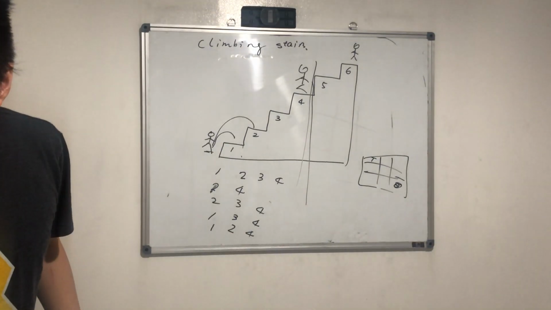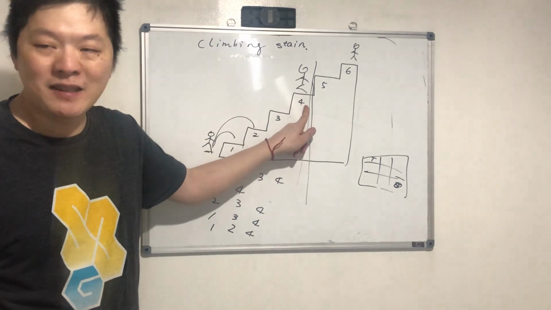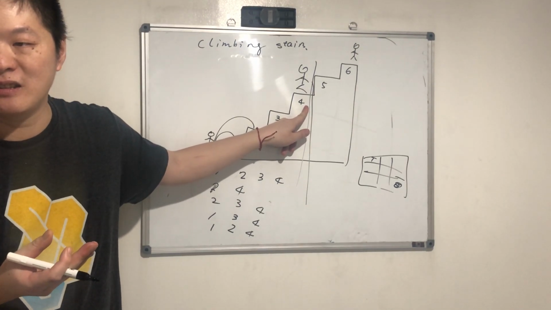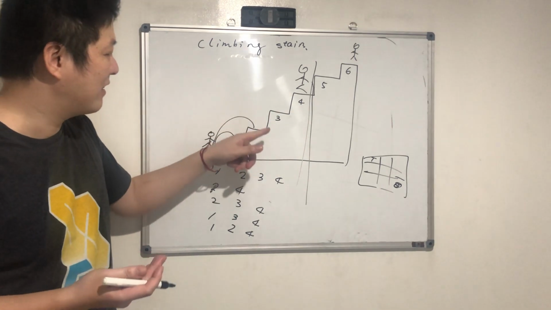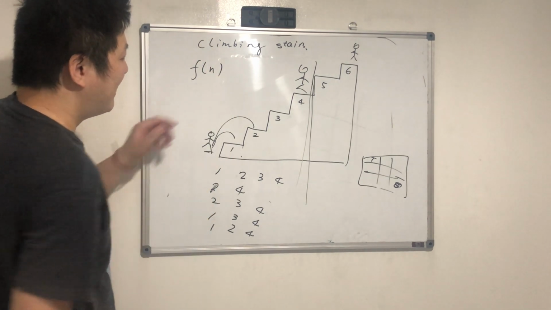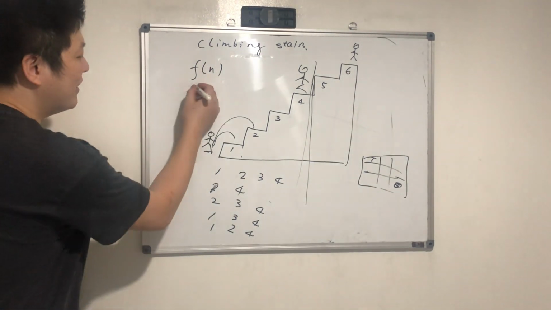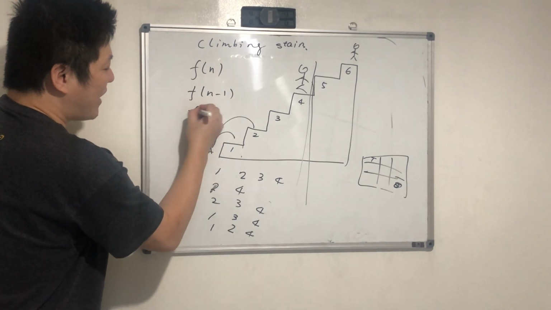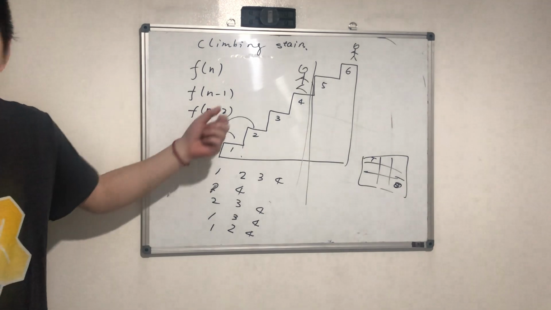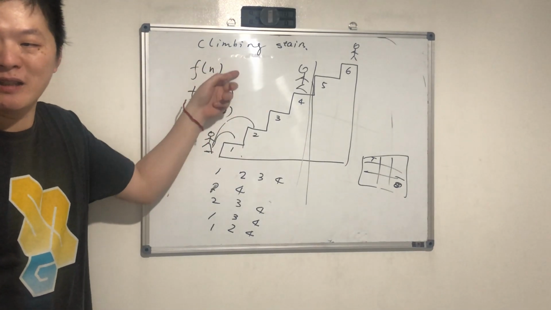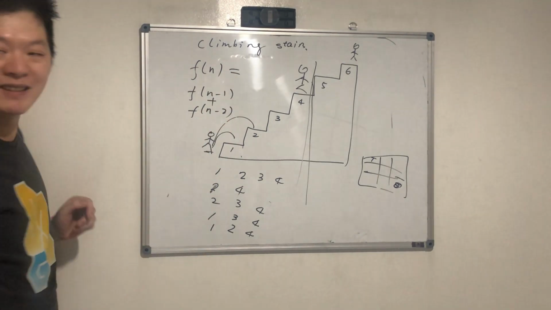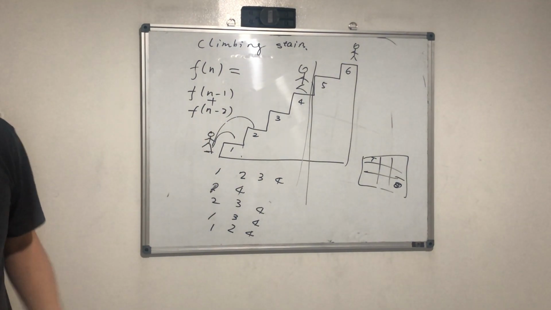Got it? So for this one, I'm at stair n. Where possibly the previous location? The one before or 2 back. Well done. So suppose this is Fn. It could be coming from Fn minus 1 or Fn minus 2. And how many answers would this be? Simply this plus this.